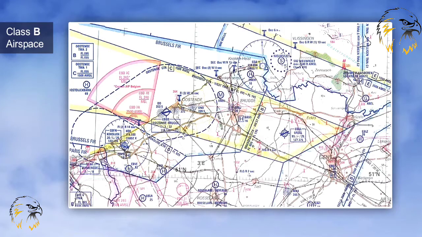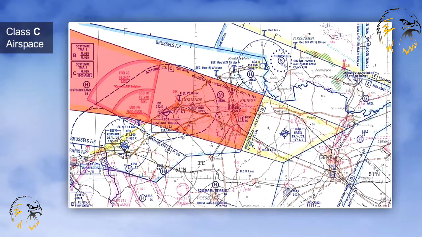Consequently, ATS airspaces are classified as follows: Class A, IFR flights only. All flights are subject to ATC and are separated from each other. Class B, IFR and VFR flights are permitted. All flights are subject to ATC and are separated from each other.